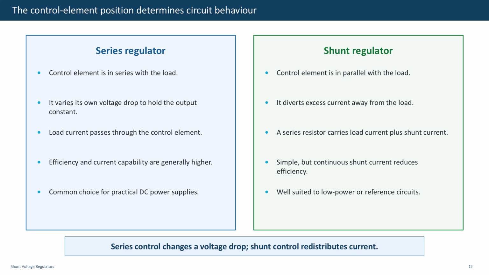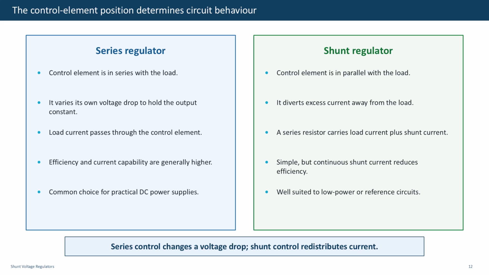A series regulator places the control device in the load current path. Regulation is obtained by changing the voltage dropped across that device. So the same current that reaches the load passes through the series element.